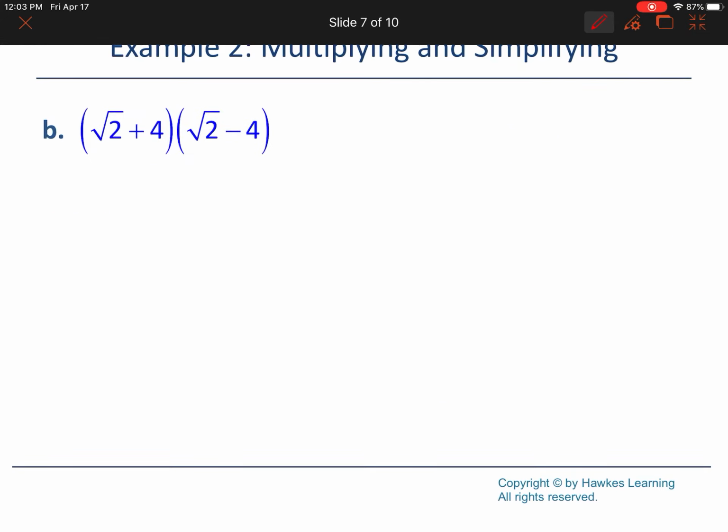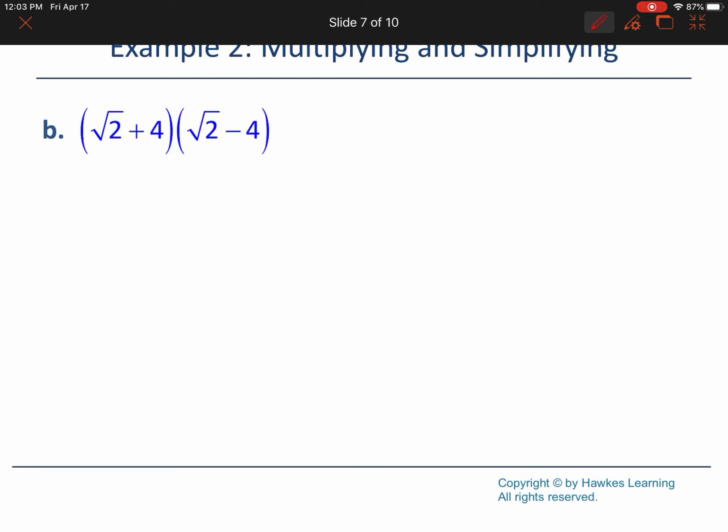All right, let's try this one. So do the same thing that you would do if you had two binomials. Remember, do the FOIL or do the box or whatever, and see if you can simplify these radicals. So pause the video and go do it.